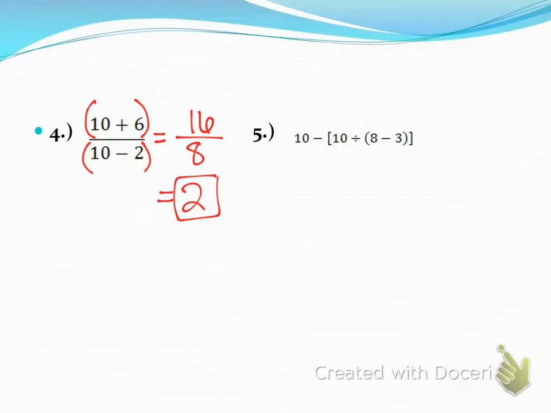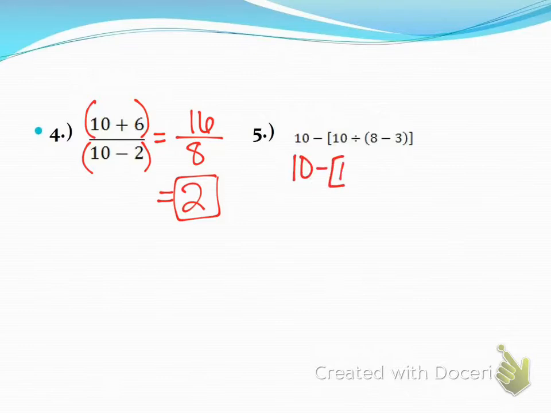On number 5, how many sets of grouping symbols do we have? 2. We've got a set of parentheses and we have a set of brackets. Good. So when we have multiple grouping symbols, where do we start? Inside, in the middle. Sometimes it's kind of towards the end of the problem, but we start inside as much as we can. So we're going to start with the 8 minus 3.